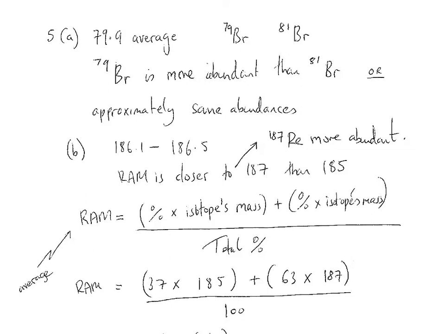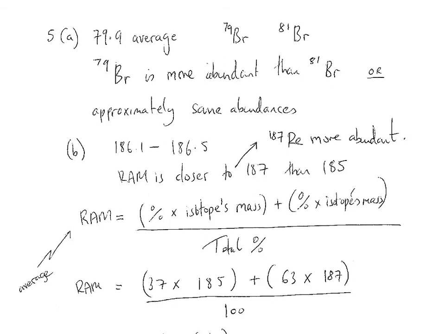Last question is about relative atomic masses and isotopes. So in this question you needed to talk about what you can deduce about the relative abundance of the 2 isotopes of bromine, 79 and 81. And you can say one of 2 things. You can either say 79Br is a little bit more abundant than 81Br because the average is slightly closer to 79, or you can say approximately the same abundances.